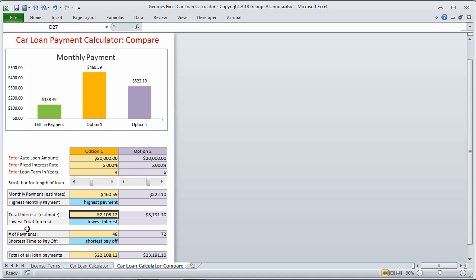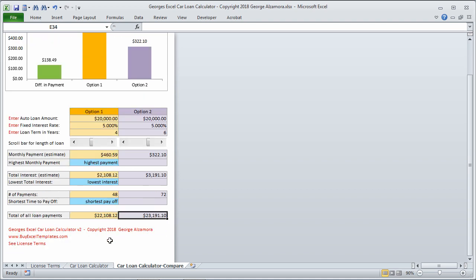And you can see here, based on these two different scenarios, that for the one for 6 years, the total interest is $3,191.10, and the one for 4 years is $2,108.12. So that's about a difference of $1,000 if you were to pay them off over the life of their loans. Down below you have the total of all payments, and you can compare those two also.